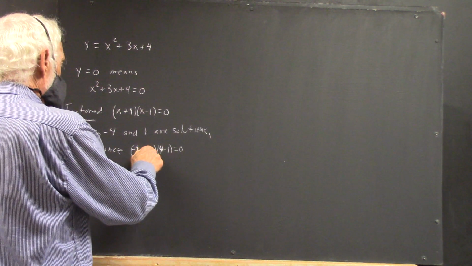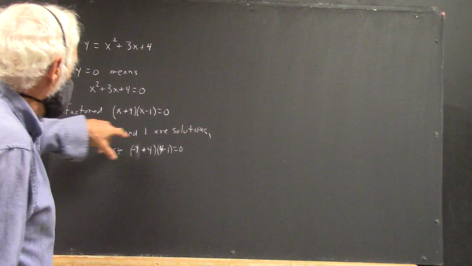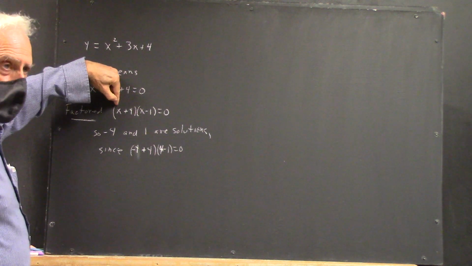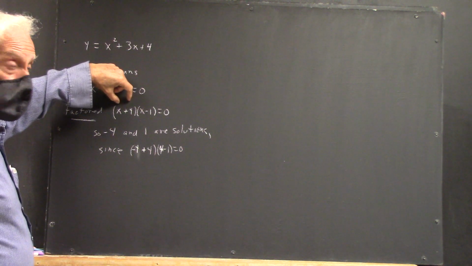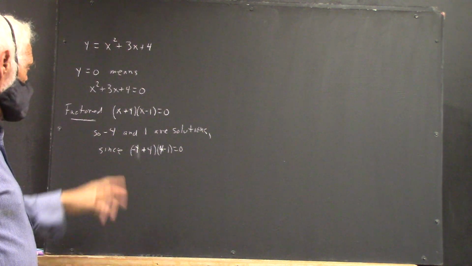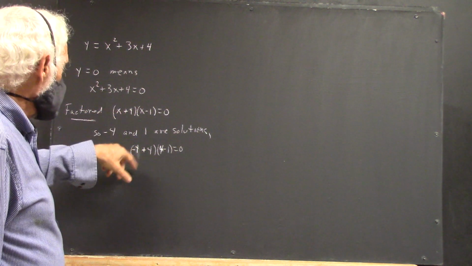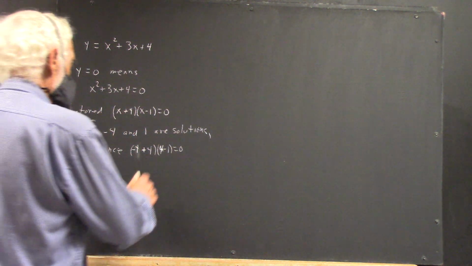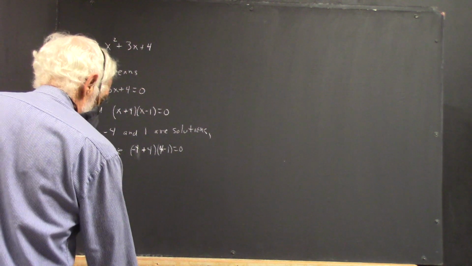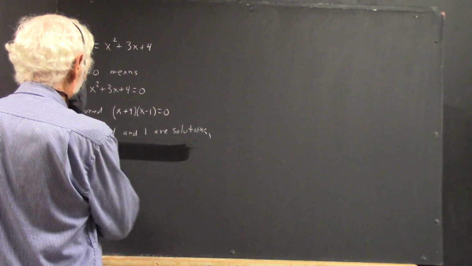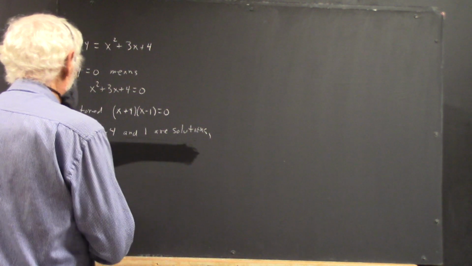Let's write this out correctly. Negative 4 and 1 are solutions because if you plug in negative 4 here, you're going to get a 0, right? And times this is going to give you 0. Well, I wrote that as negative 4 plus 4 and negative 4 minus 1. I don't seem to be able to write anything correctly, so let's fix that.